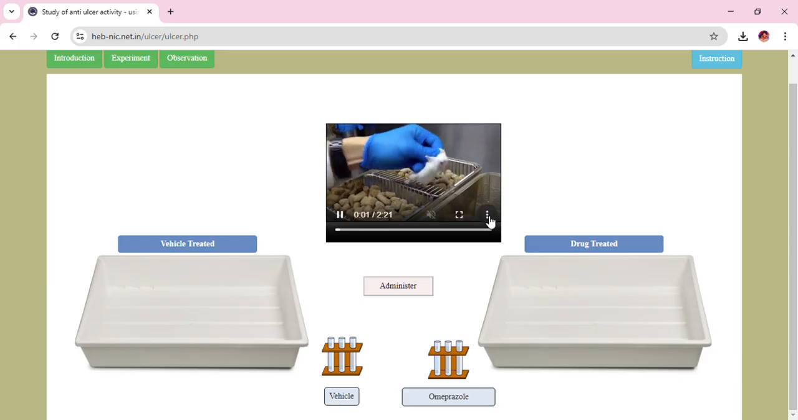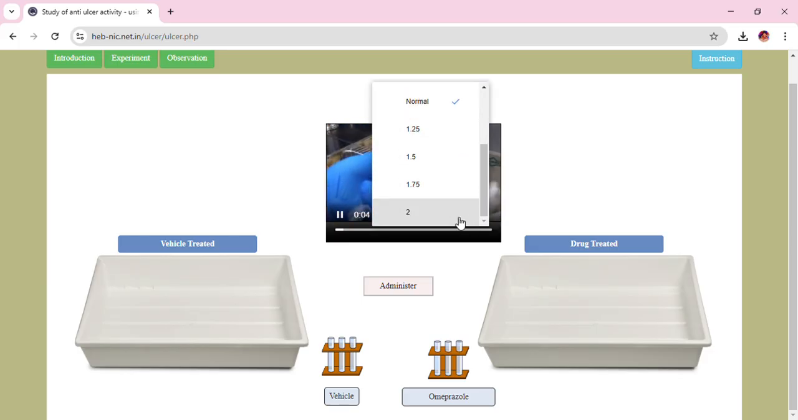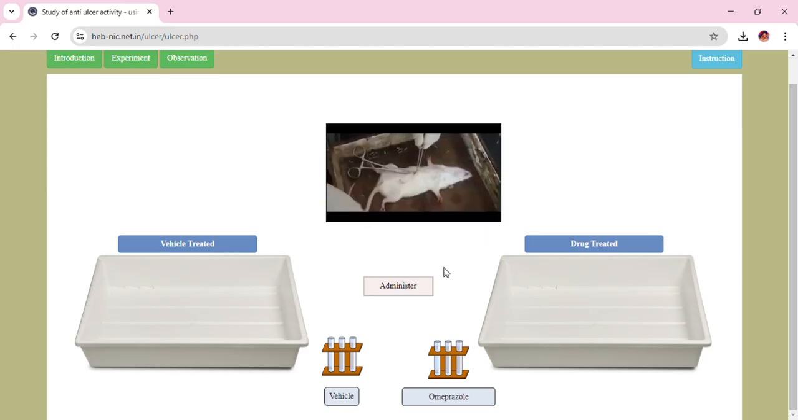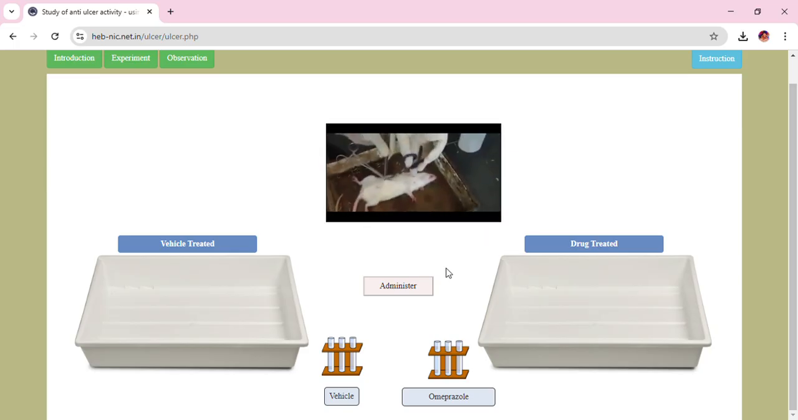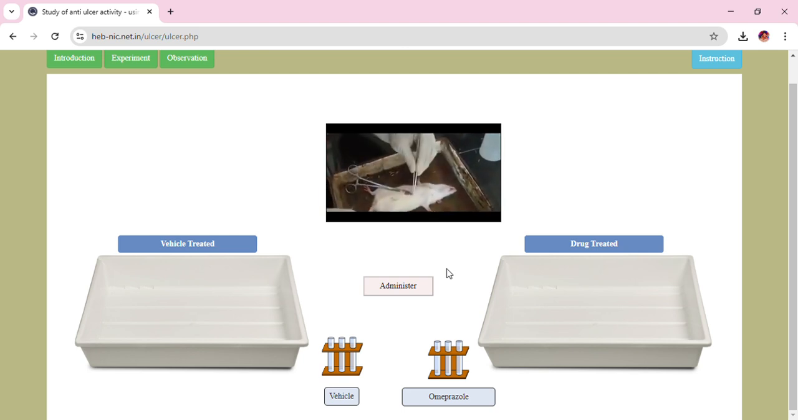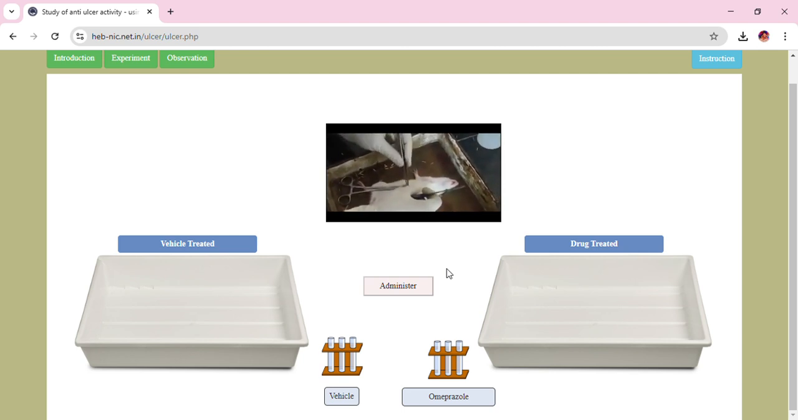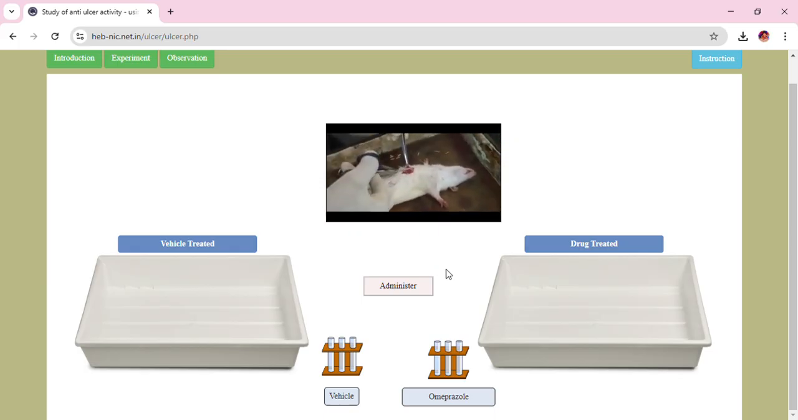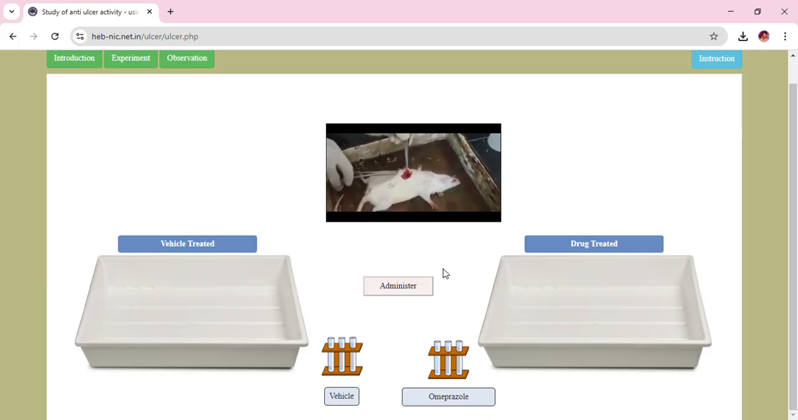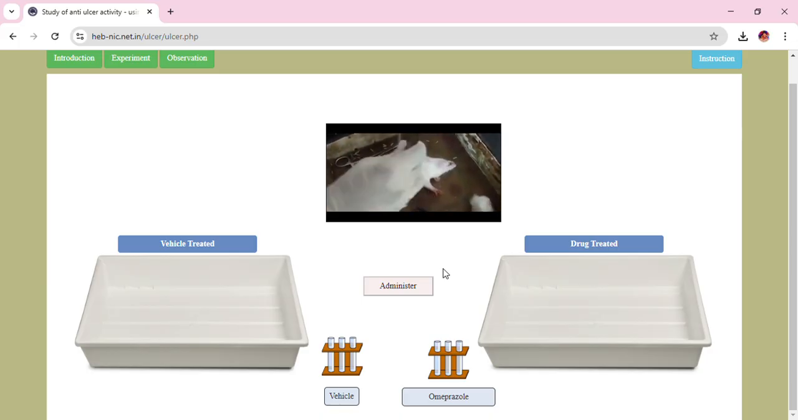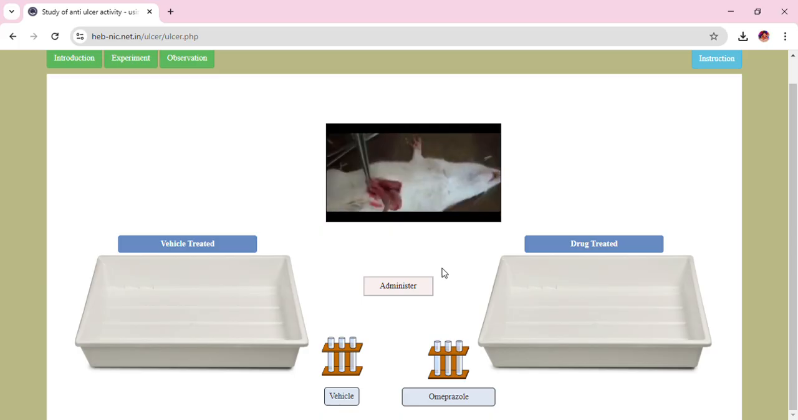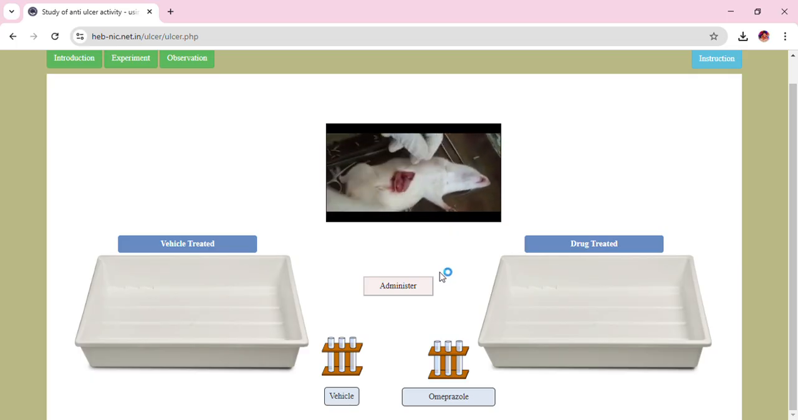Here we will increase the speed so we can understand in a particular mode. 30 minutes after anesthesia, we have to ligate the stomach by making an incision into the abdominal cavity. After that, without disturbing the blood supply and nerve supply of the animal, we have to ligate the pylorus area of the stomach. Here we have given the two knots.